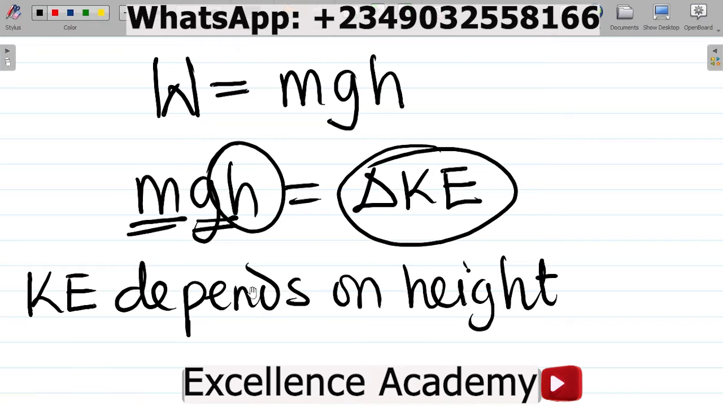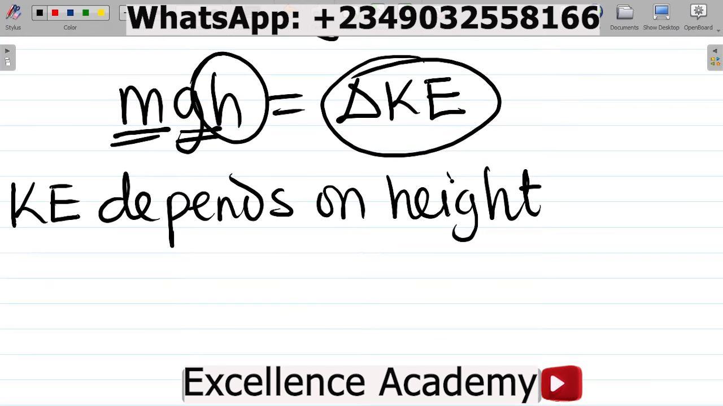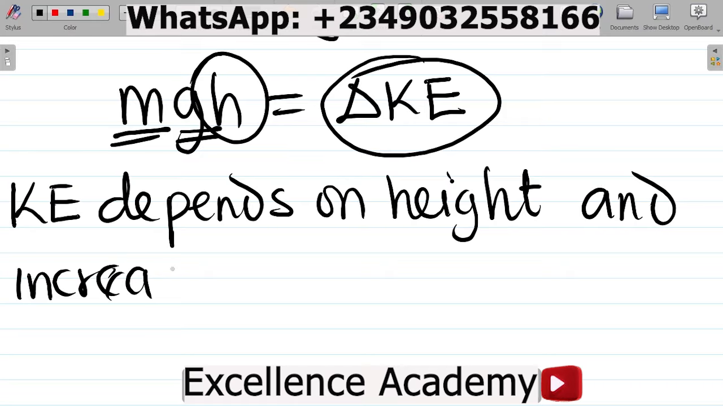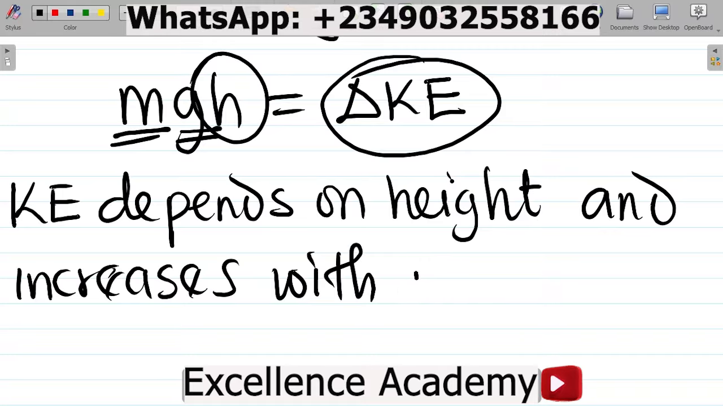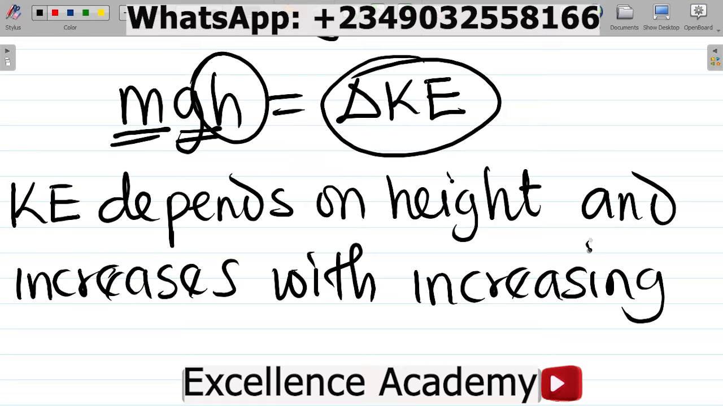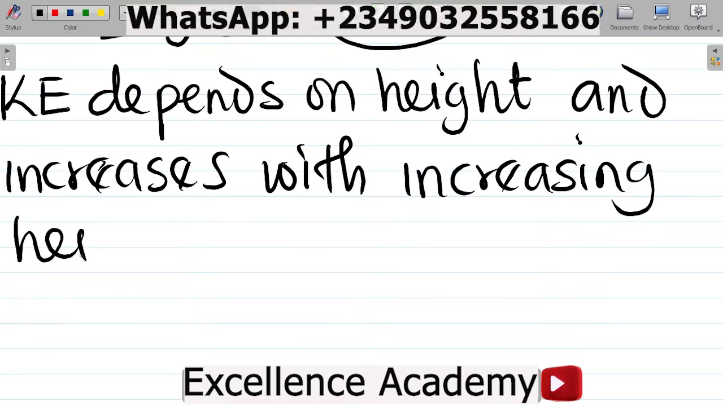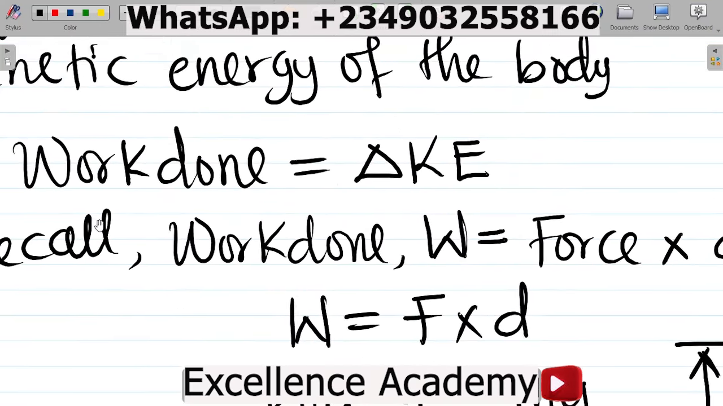The kinetic energy of a body falling vertically downwards depends on the height and increases with increasing height. Okay. All right. So let's now look at which option has this.